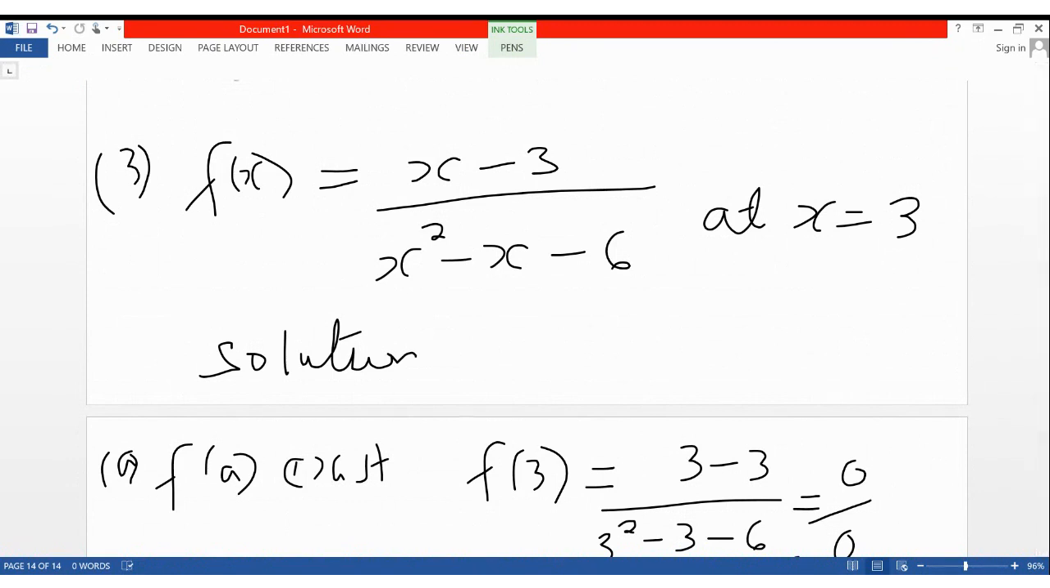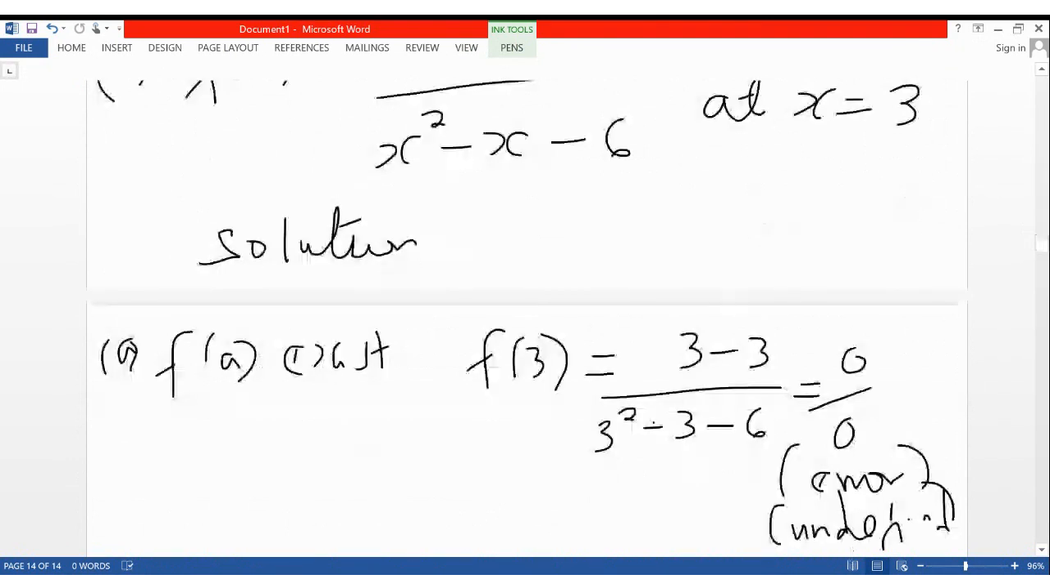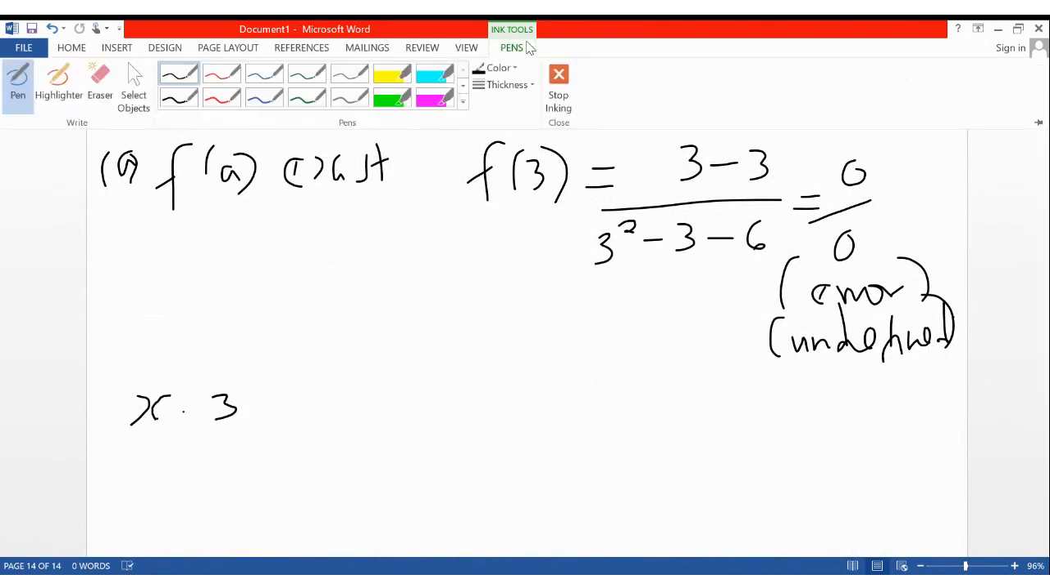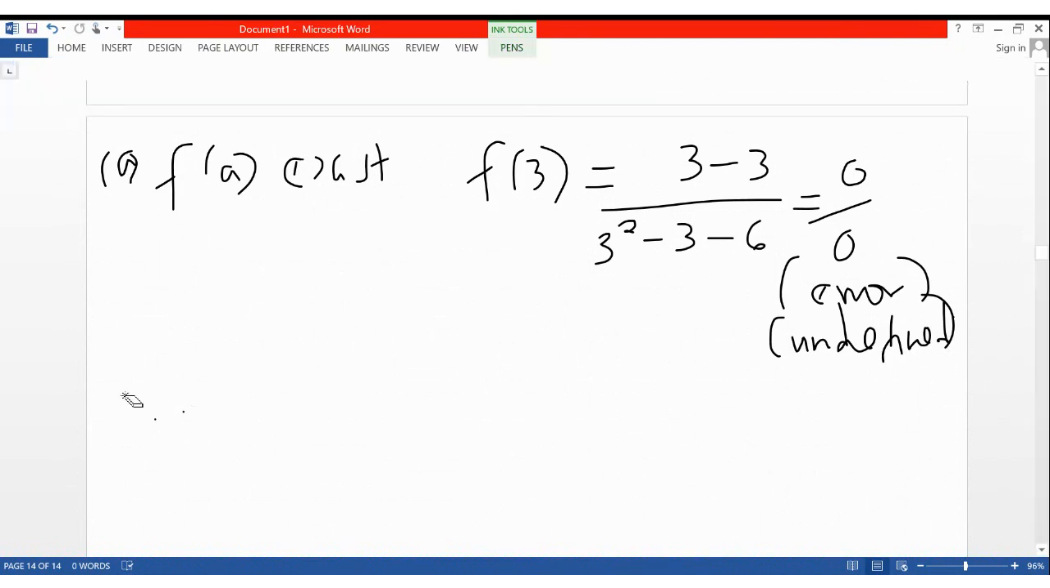There are functions that, by just direct replacement, you can easily check they're undefined, but they have a removable discontinuity. Let me explain. What we are saying is that on direct substitution, we find it is discontinuous. But on close inspection, if you can remove the discontinuity, kindly remove it.